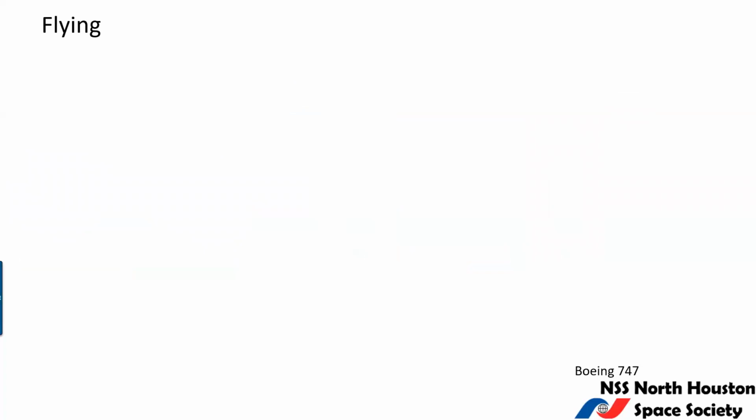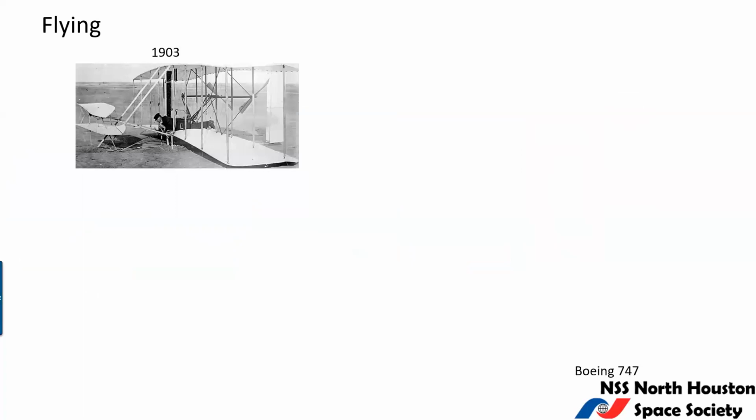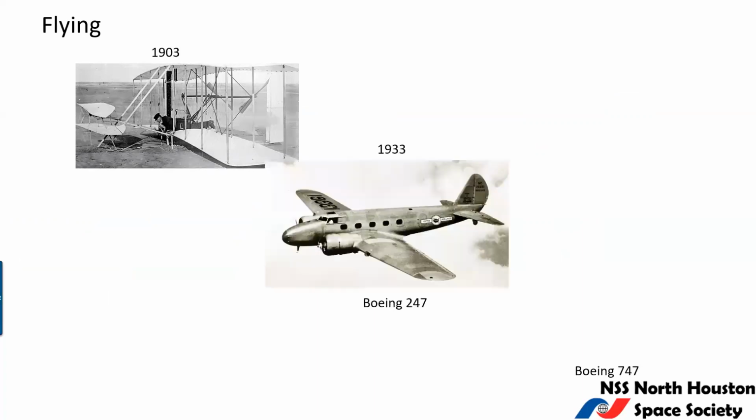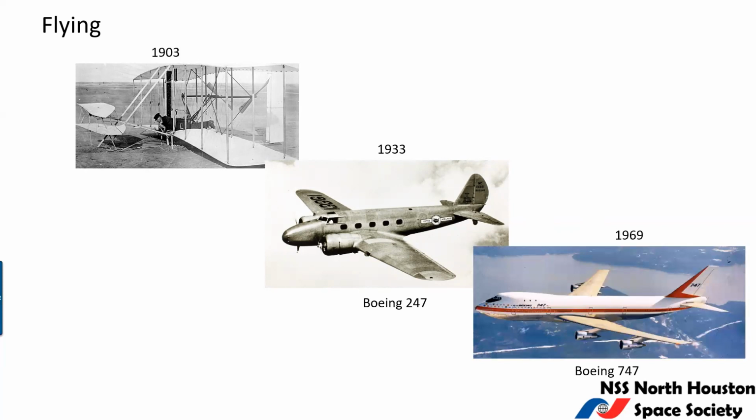But the same thing could apply to human technology. Consider flight. Back in 1903, we had the first heavier than air flight with the Wright brothers. And then in 1933, we had the first commercial aircraft actually fly, the Boeing 247. And then in 1969, we had the Boeing 747. Now, what's interesting is the stark difference between the Wright Flyer craft and the Boeing 247, but a lot of similarities between the Boeing 247 and the Boeing 747.